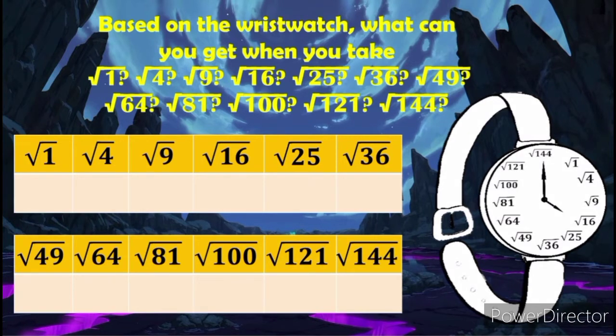The square root of 1 we have, correct, 1. Square root of 4 we have 2. Square root of 9 we have 3. Square root of 16 we have 4. Square root of 25 we have 5. For square root of 36 we have 6. Square root of 49 we have 7.